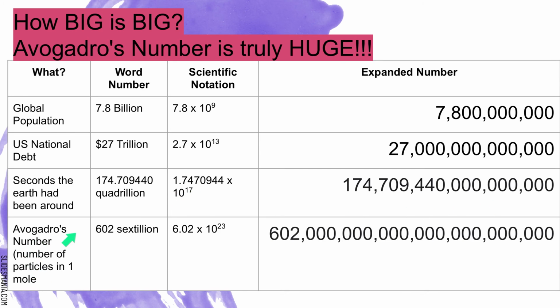Now we have Avogadro's number, the number of particles in 1 mole. 602 sextillion, which is 6.02 times 10 to the 23rd, which looks like this expanded. It's such a large number.